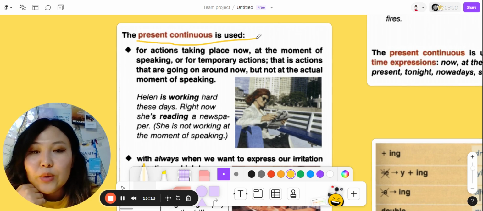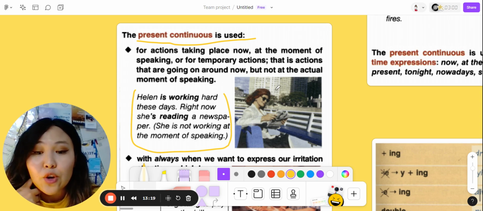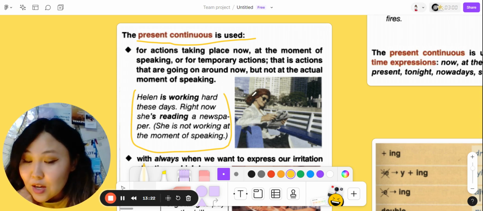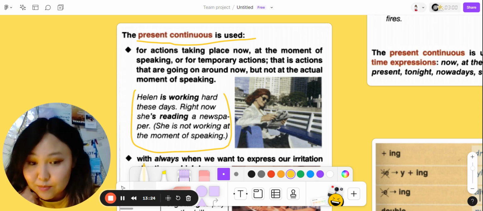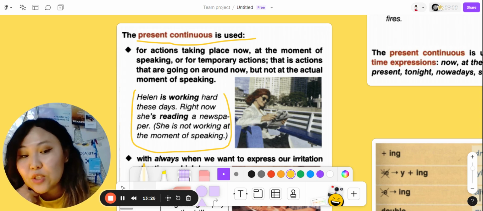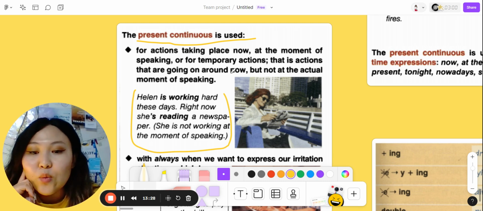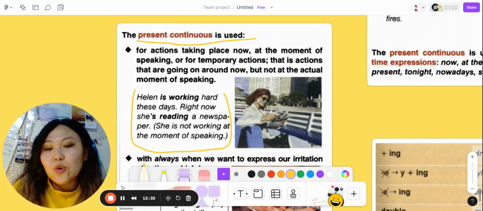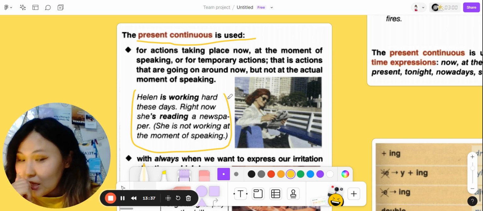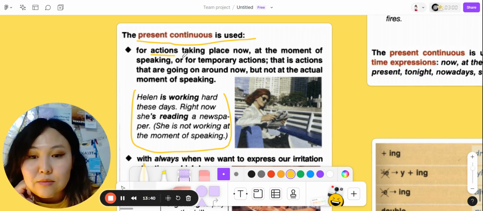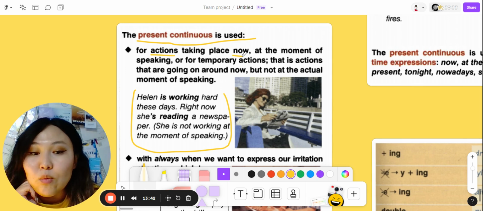When we use present continuous, we are looking at the example. It sounds as Helen is working hard these days. Right now, she's reading a newspaper. She's not working at the moment of speaking. Here we see that Helen is working hard these days. Doesn't mean that she's working right now. So it's about an action taking place now or at the moment of speaking.